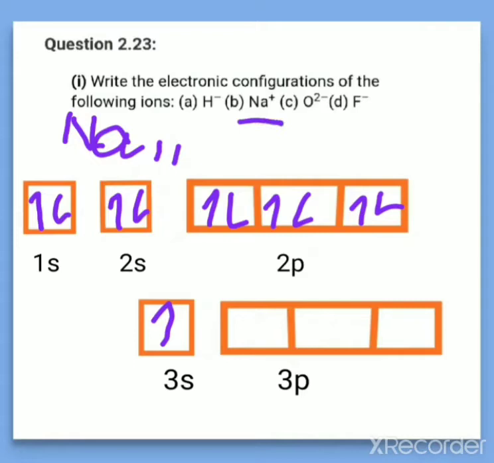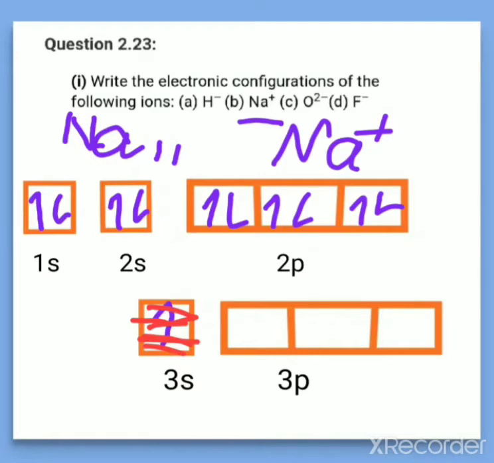Now we need to find it for the sodium ion, Na plus. Na plus means there is a loss of one electron from the atom. So you need to remove one electron. Whenever you are removing an electron, you have to remove it from the last electron which was added. The last electron which we filled is this electron, so you have to remove this electron.